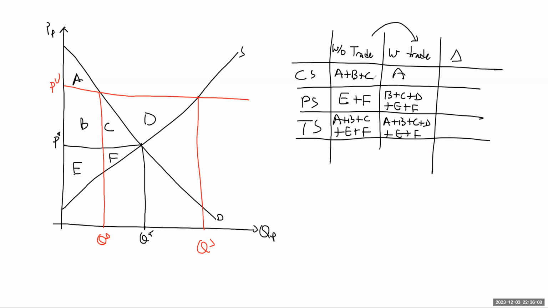All right. So without trade, consumer surplus was A, B, and C. With trade, it's just A. So it's minus B minus C. Consumers lose. What about producers? Looks like they gain. They gain B plus C plus D. Well, total surplus, B minus B, they cancel. C minus C, they cancel. So the total surplus gains by D.